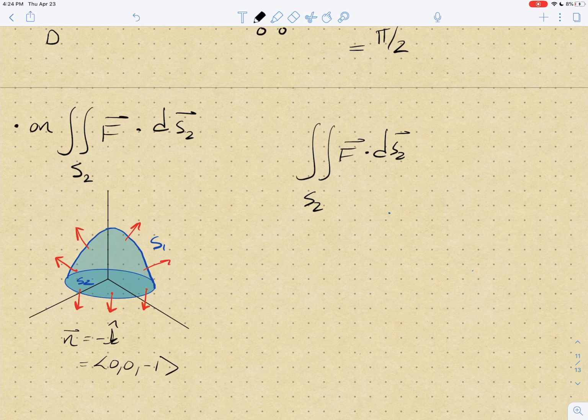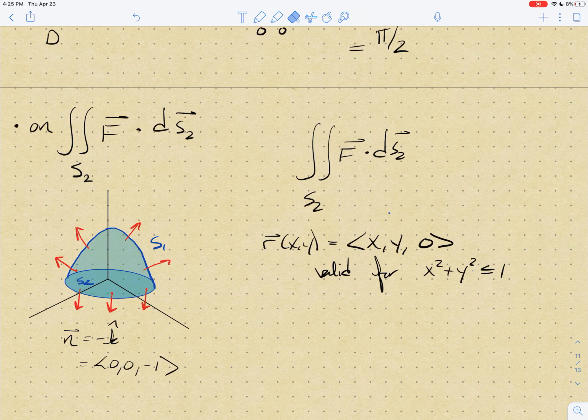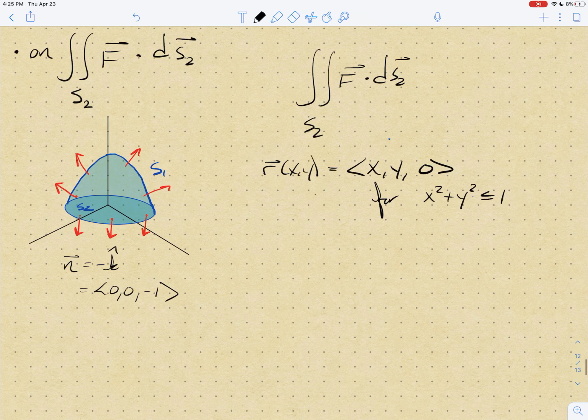So my surface is defined by z equals 0. And so we can parameterize our surface by r of x and y, where x is x, y is y, and z is 0. And this is valid on the unit circle again, x squared plus y squared less than or equal to 1. I'll erase the word valid, even though it's fine, just to not be confusing. Okay, so let's go ahead and compute the rx cross ry, our normal vector.